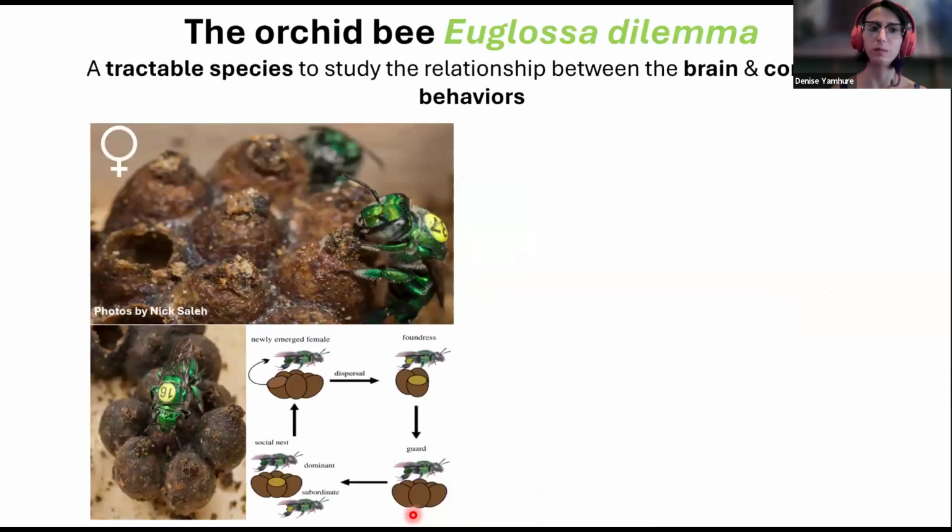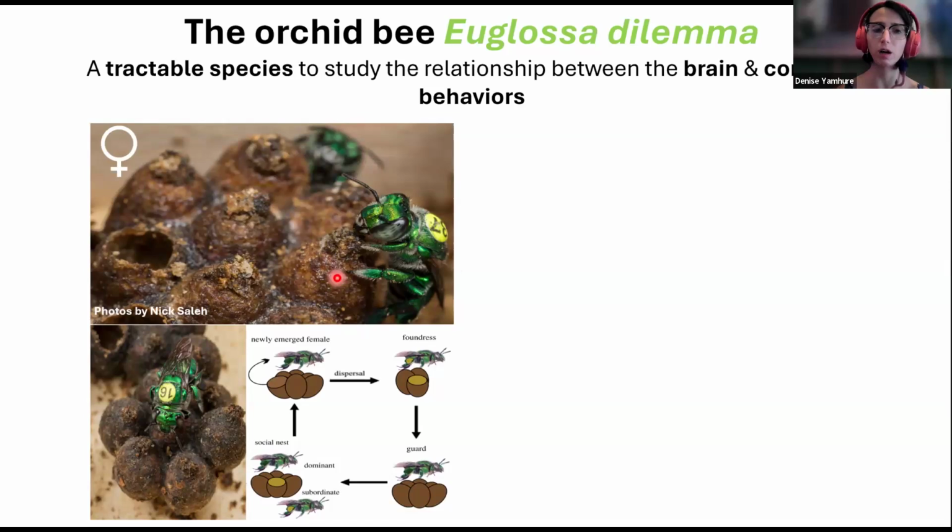And so this leads me to my study system, which is the orchid bee Euglossa dilemma. I'm very interested in studying this species because I think it provides a powerful system to understand how different brain components can inform on the sides of complex behaviors. And this is because we have a strong behavioral dichotomy in this species.